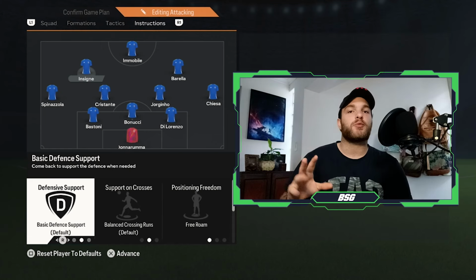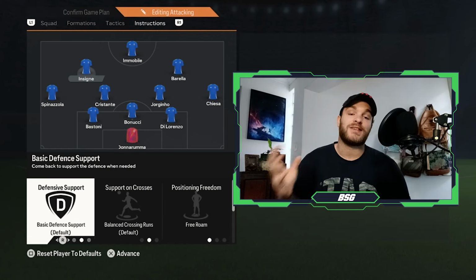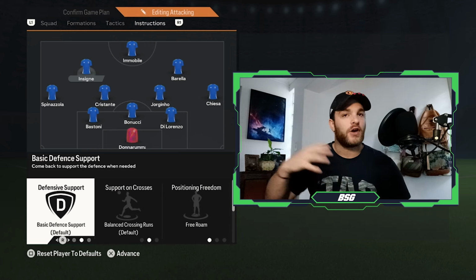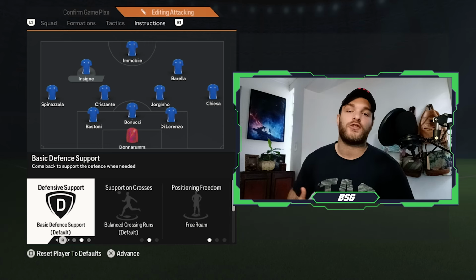So the defensive support for him will be set to maintaining a basic defensive support. He can look to help back on the odd occasion, but at times as well, he can choose to stay further forward and be very much the offensive outlet.